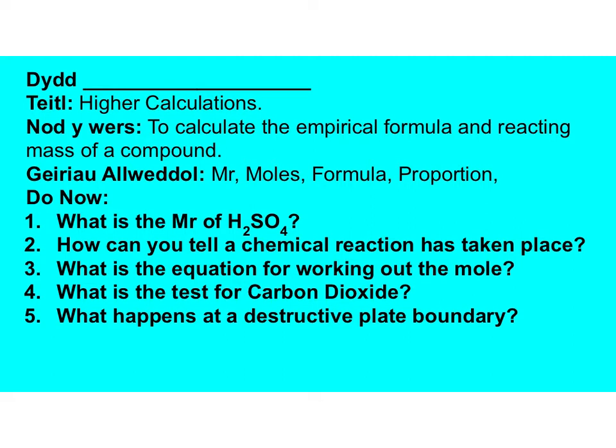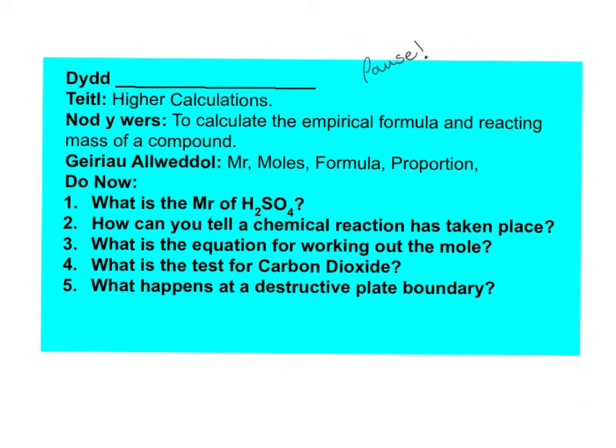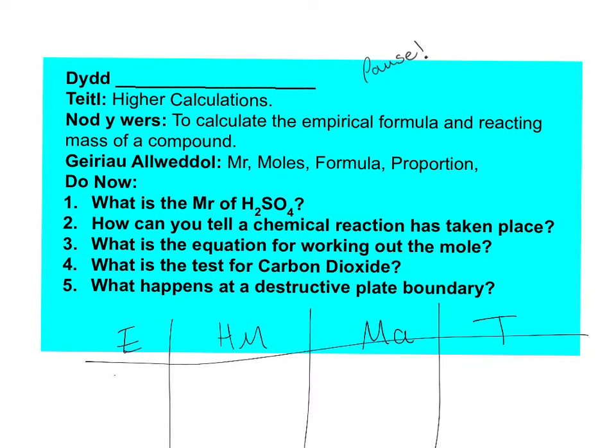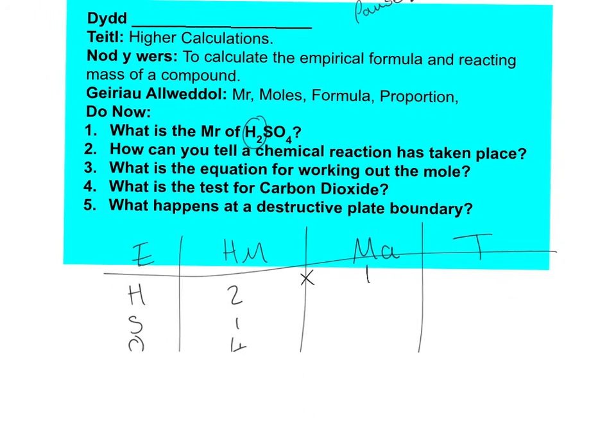So I want you to pause the screen and have a go at these questions. Okay, so answer to the first one. What is the MR? So we're going to do element, how many, mass, total. Okay, how many? 2, 1, 4. 1, 32 and 16. 2, 32. Okay, and then 16 times 4 is 64. Then we want to add all this together, so 64 plus 32 plus 2, and that would be 98.